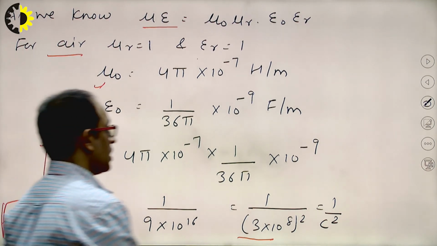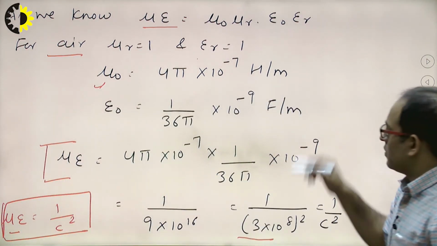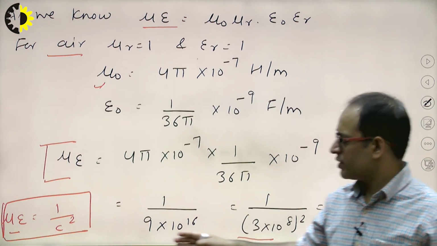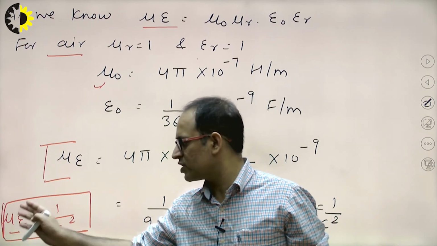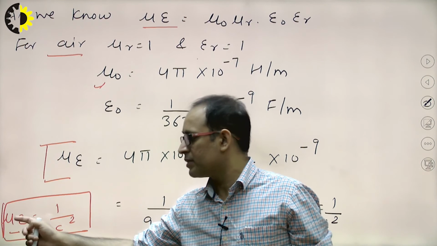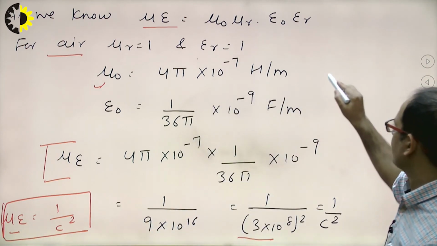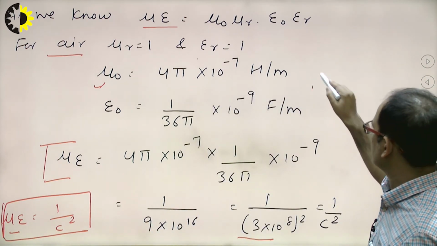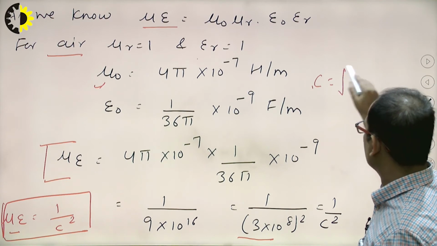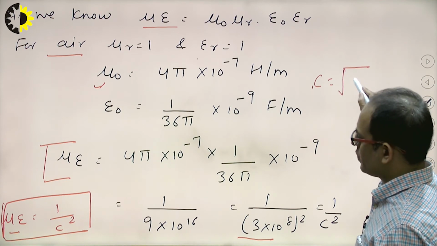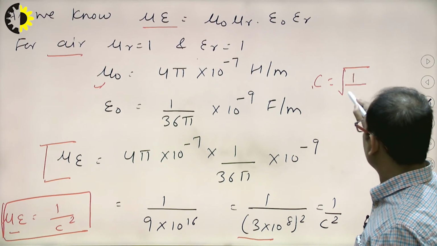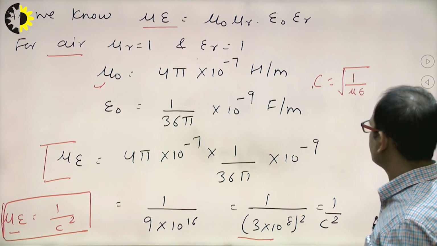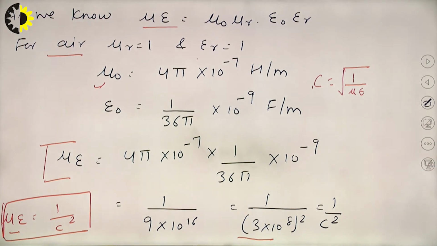So this is another formula defining the relationship between the speed of light and the permeability and permittivity. You will see here that c is equal to the square root of 1 upon mu epsilon. Clear?